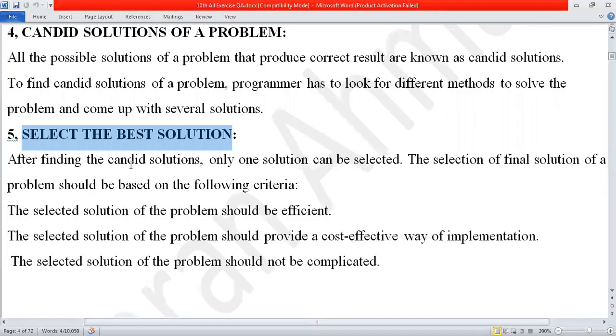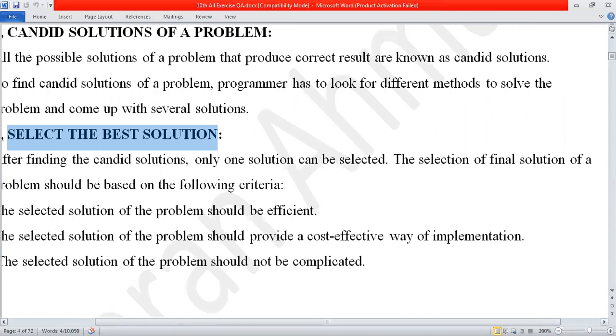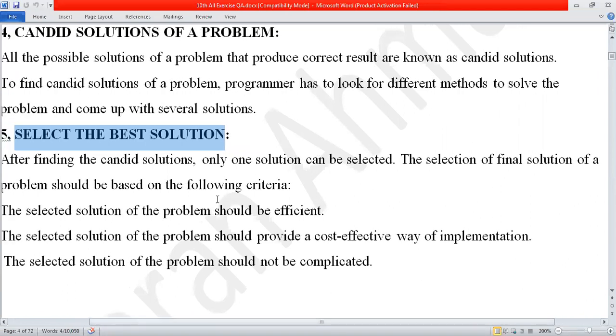Select the best solution. After finding the candidate solutions, only one solution can be selected. The selection of the final solution of a problem should be based on the following criteria. The selected solution of a problem should be efficient. Over here, the first criterion is efficient. It means that each and everybody can operate that program, not only you. Because you are the programmer, you can do it, but the rest of the persons who will use that program don't know about your programming, so how will they use it? So your program should be efficient.